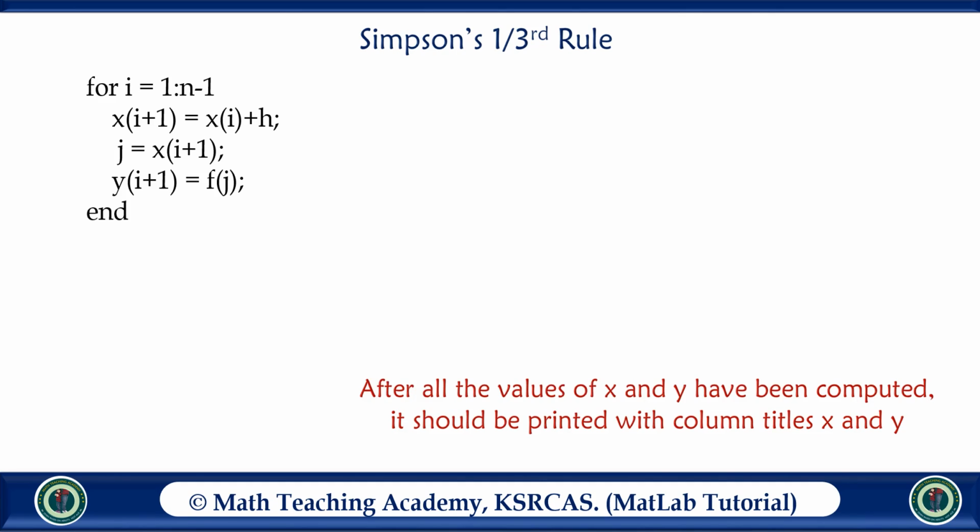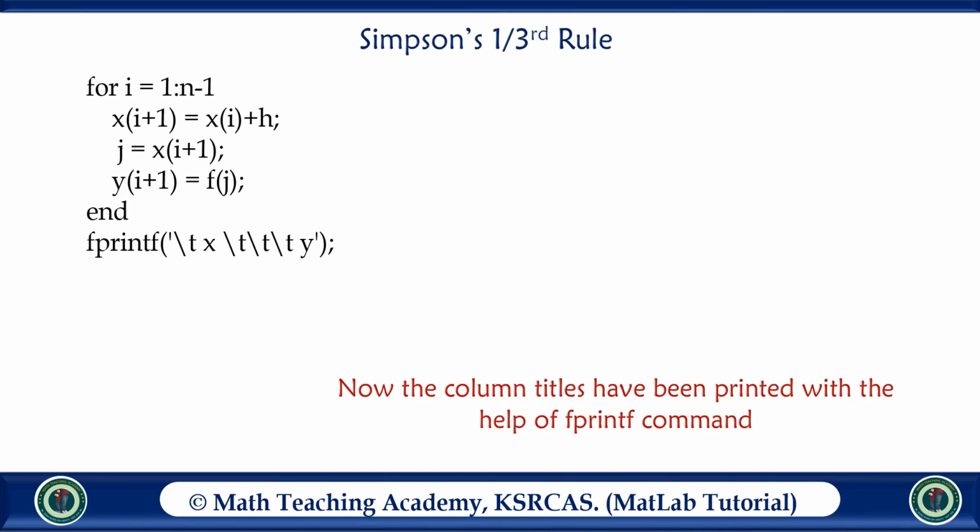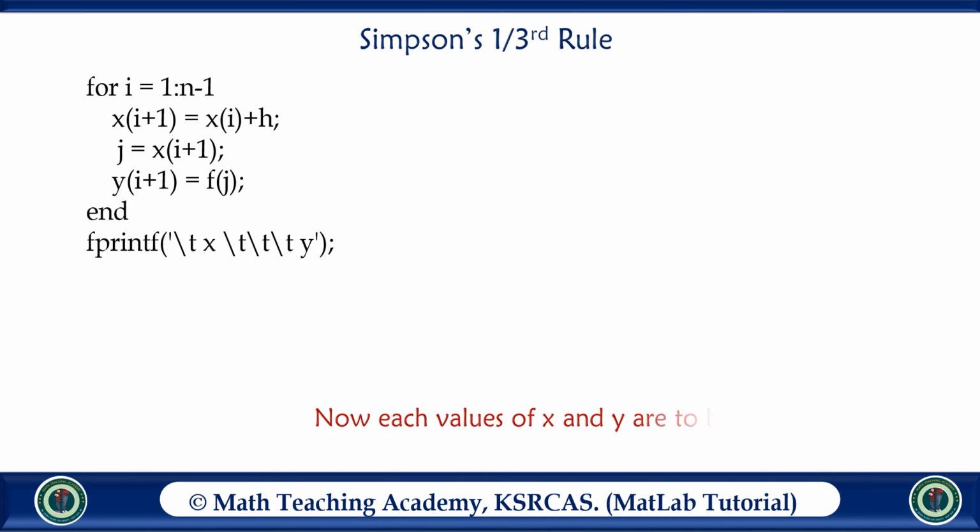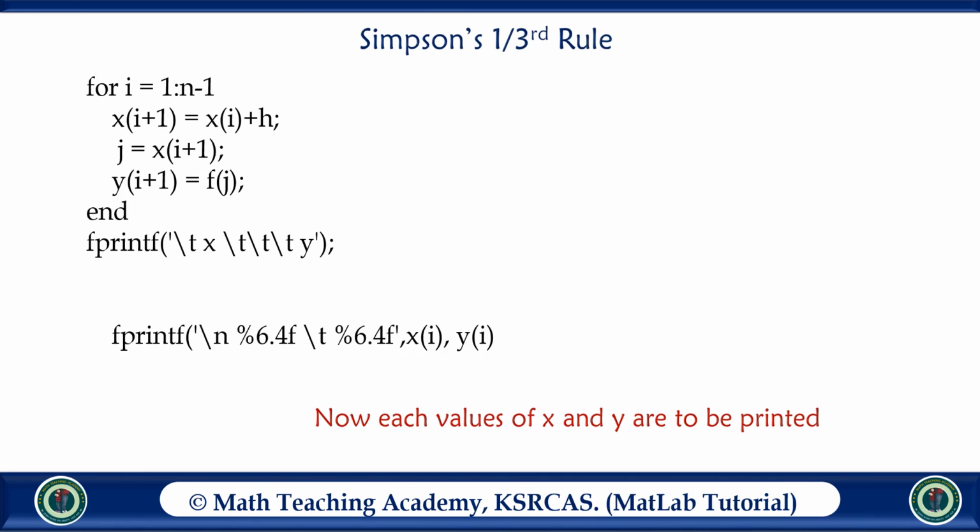After all the values of x and y have been computed, they should be printed with the column titles x and y. This is achieved by the command fprintf, with backslash t x, backslash t, backslash t, backslash t y. Now the column titles have been printed with the help of the fprintf command. Now each value of x and y is to be printed. This is also achieved with the help of the fprintf command.